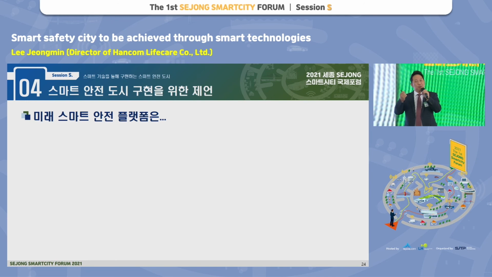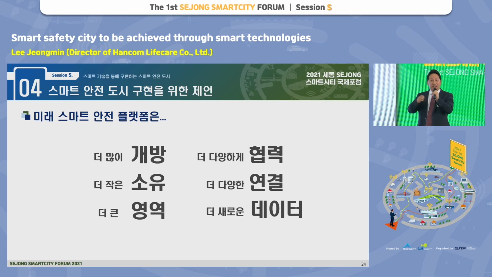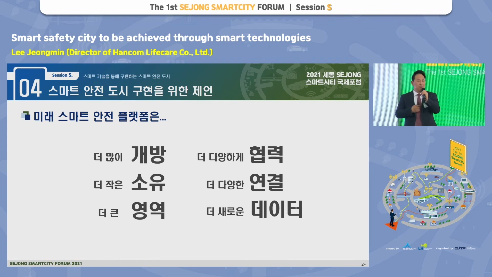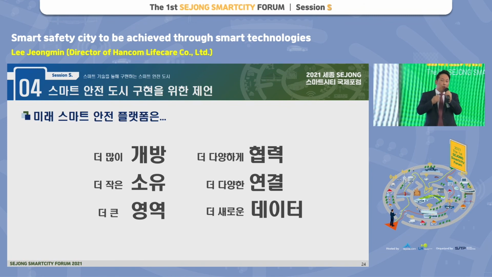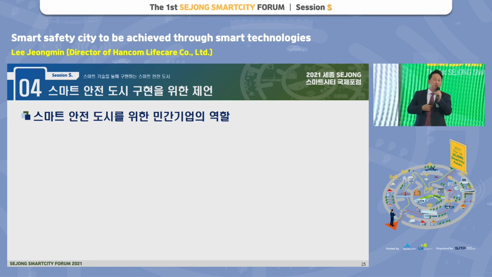You can see that various services are available for Safe City. Services can be available separately, but they can also be interconnected to each other. For that interconnection, we need to have a platform. So let me talk about the requirements for this smart safety service platform. We have to be more open. We have to cooperate with more stakeholders and partners, and we also need less ownership, so that it can be swiftly changed into business and actual commercial services. We also need a more diversified connection, provided to a larger and broader area. Data from this can also be applied to a new area, a new sector, so that we can get more data.